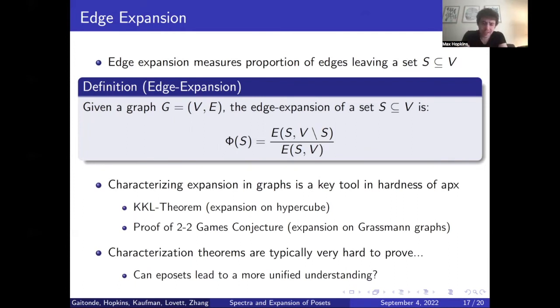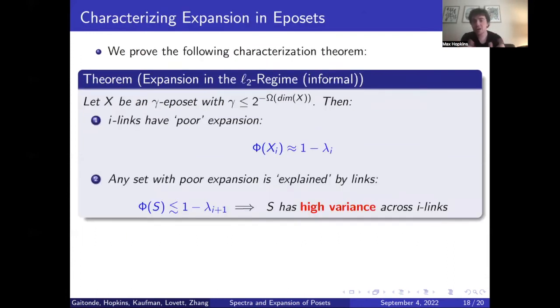The issue is that these characterization theorems are typically very hard to prove. They often go through hypercontractivity and things that are classically difficult. And the more concrete motivation of this work is to work towards a more unified understanding of this type of characterization through the language of high-dimensional expansion and expanding posets. Okay, so what can we say?